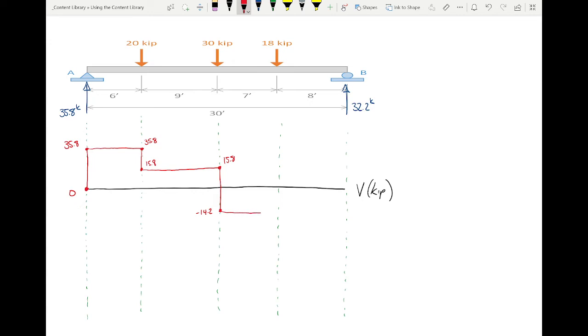Nothing. Greg, go down 18. So if I'm at negative 14.2 and I go down 18, what's that put me at? Negative 32.2? No change, no change, no change. Bam. What happens here? And I go back up to what? That's a shear diagram. It's that simple.